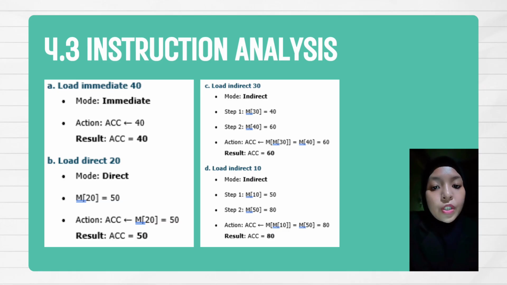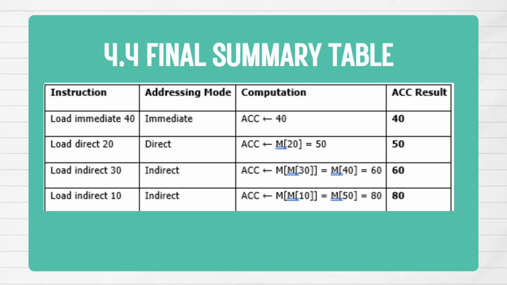The fourth instruction, load indirect 10. So M10 equals 50 and M50 equals 80. So the ACC loads 80. Result, ACC equals 80.